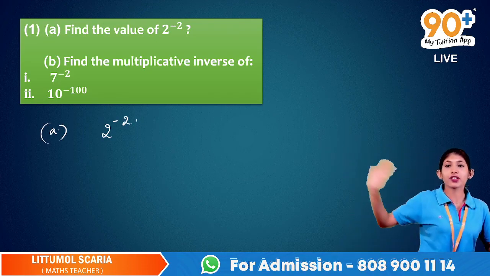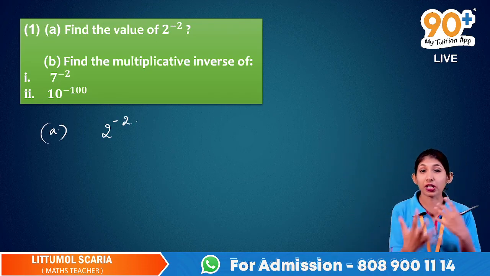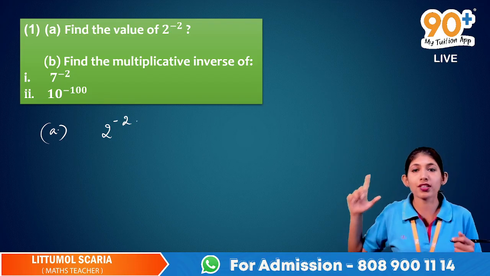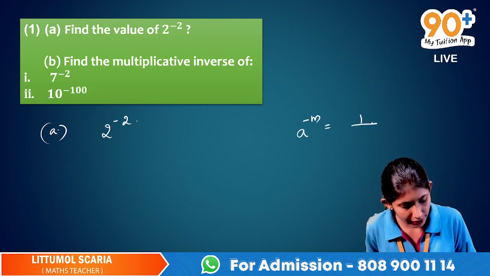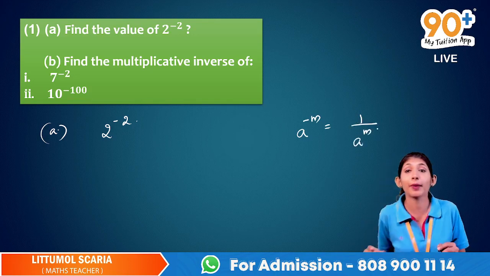So first, result application, negative power. So what is our first law? Not first law, but we have learned this law, a to the power minus m is equal to 1 by a to the power m.